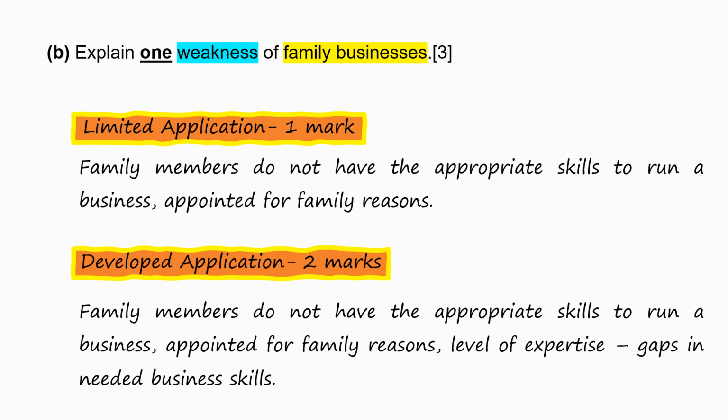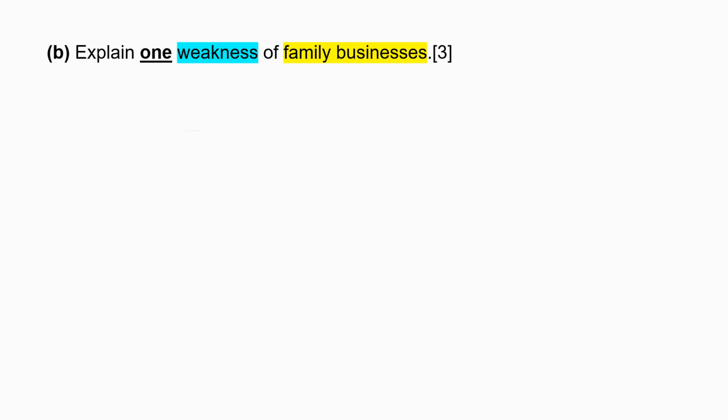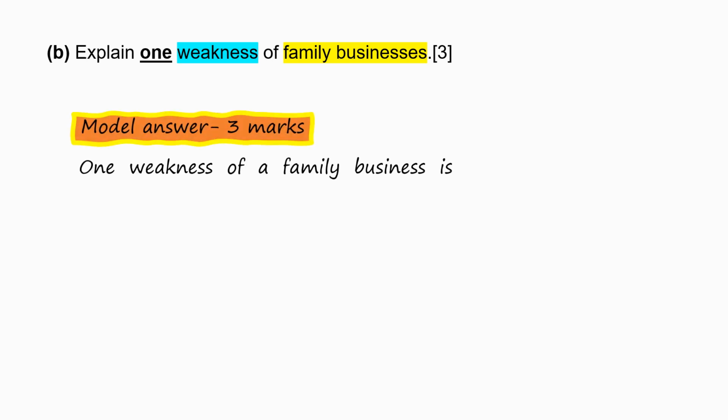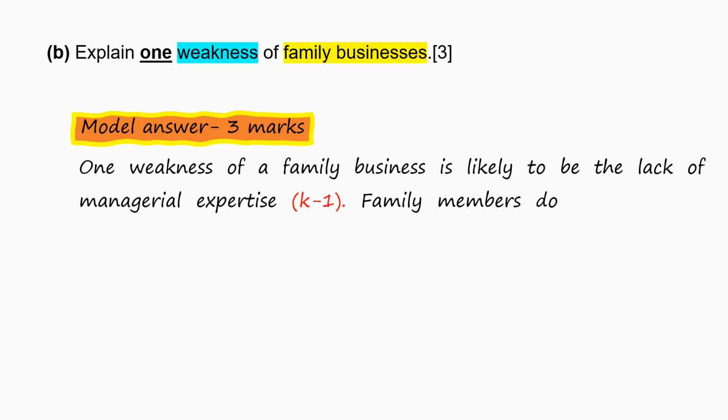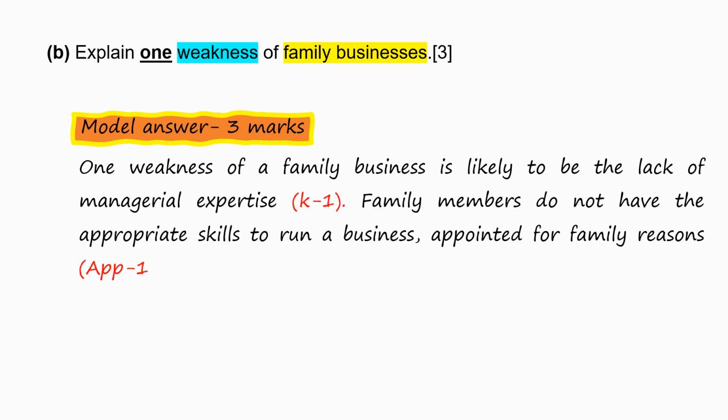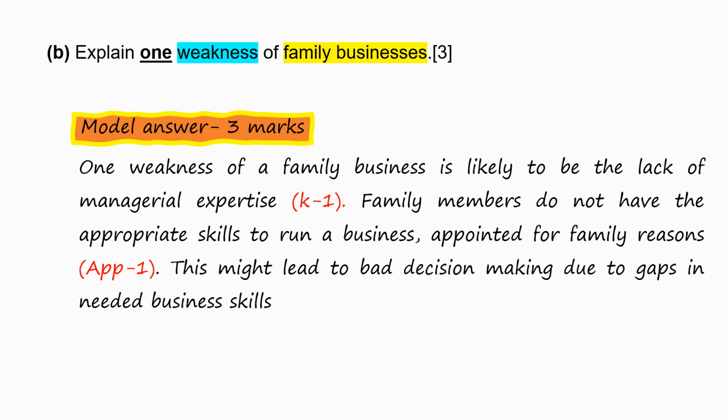Now, we get the model answer. One weakness of a family business is likely to be the lack of managerial expertise. One mark for knowledge because of lack of managerial expertise. Next, family members do not have the appropriate skills to run a business because they are appointed for family reasons. That is the first application mark. What will happen? This might lead to bad decision making due to gaps in needed business skills.